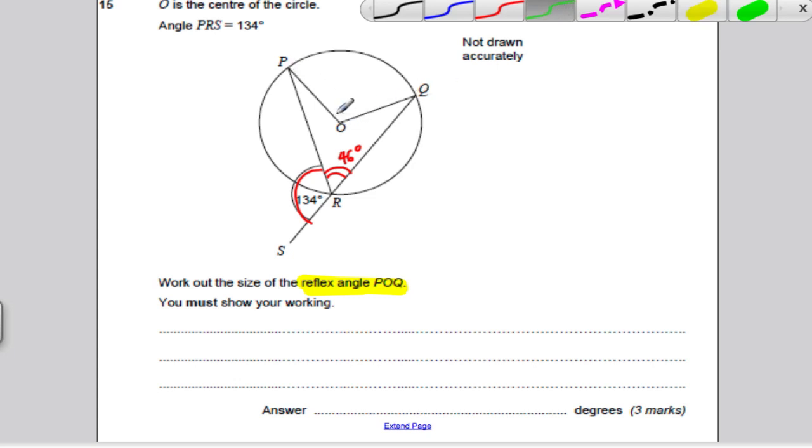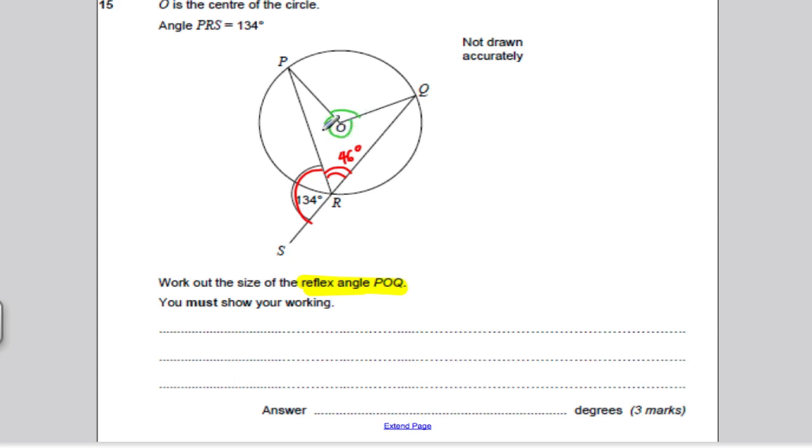So POQ, we think naturally it's that one. Okay, but they want the reflex, they want the one that's bigger than 180. So they want that one there, so we've got to be very careful. Now we know the angle at POQ is double the angle here. We know this is 92. The reason we know that: angle at centre, twice angle at circumference.